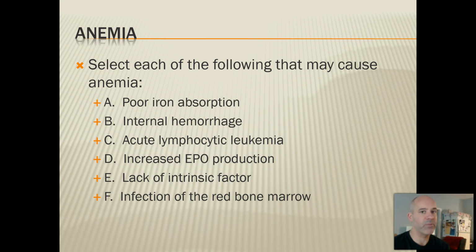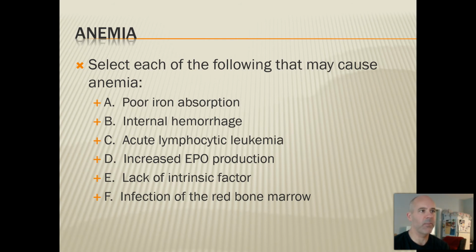Poor iron absorption. Yes, you need iron, absolutely. Iron is part of your hemoglobin. Iron is required for you to be able to bind oxygen on your hemoglobin and carry it throughout the body. So if you don't have enough iron, you can become anemic pretty quickly. Internal hemorrhage. If you had ruptured blood vessels, you were bleeding internally, absolutely, you could become anemic due to that.